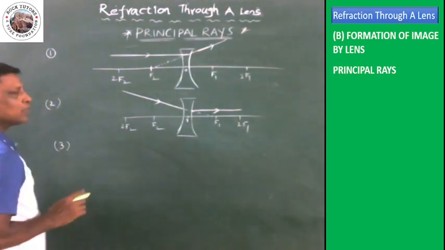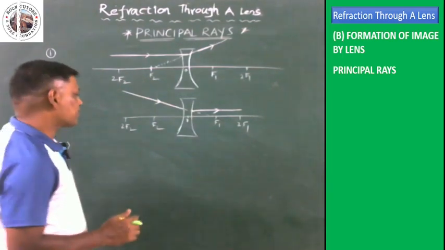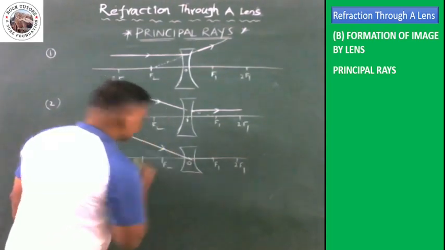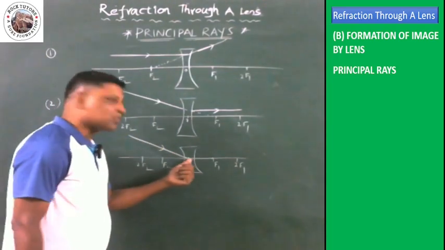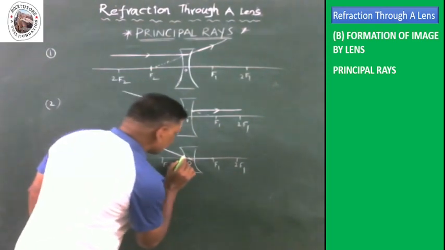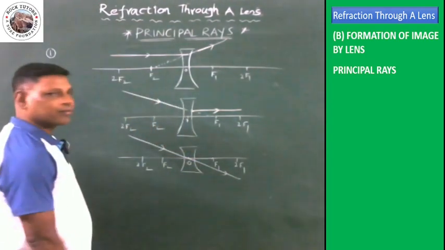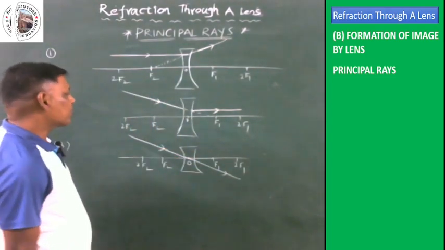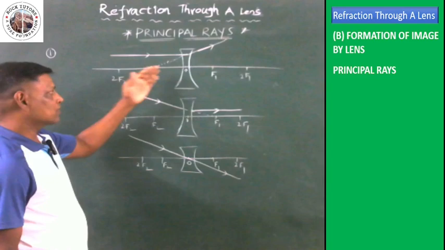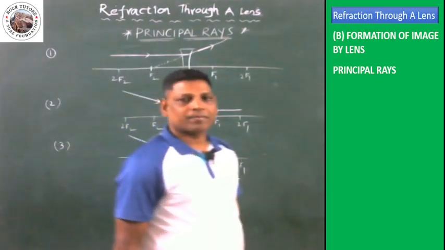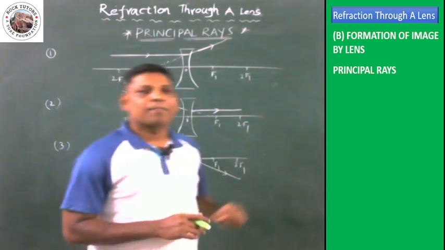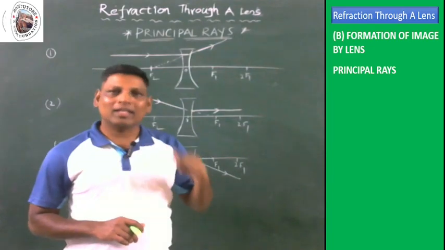Now the third principal ray: the ray passing through optic center. What happens? The ray goes straight without deviation. So this is how rays behave when passing through the concave lens. We will use these principal rays to draw the ray diagrams. We will see that in the next video.